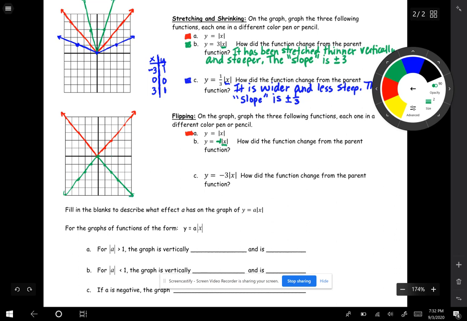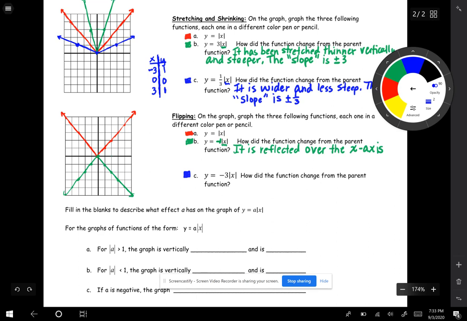Well, I think this is pretty obvious. What has happened to that function compared to the parent? It has been reflected. That's the good word we want. Over the x-axis. Not the y-axis, but it's been flipped over the x-axis. And the last one of our graphs before we come to a conclusion, a little summary. And then we'll do a couple of others, but it'll be the last of the comparing.